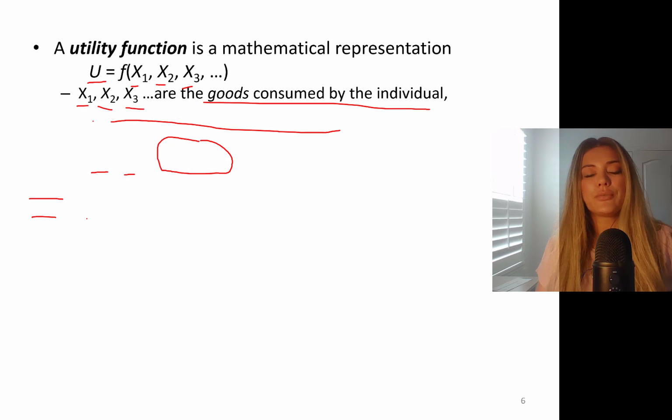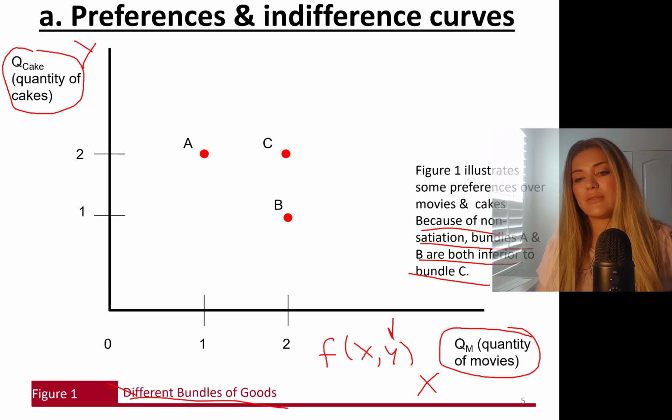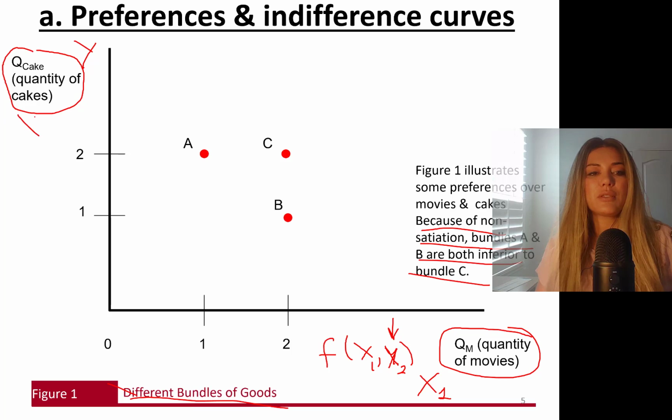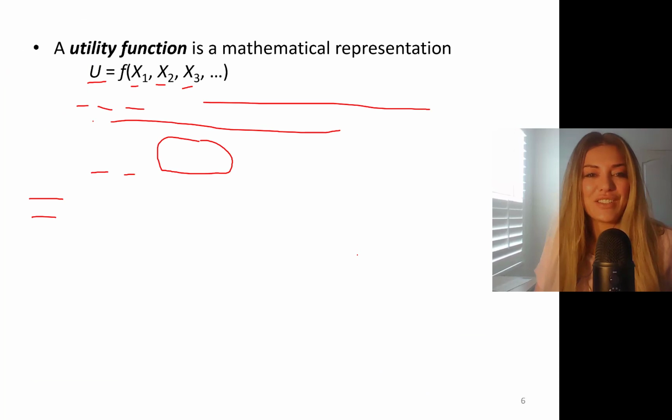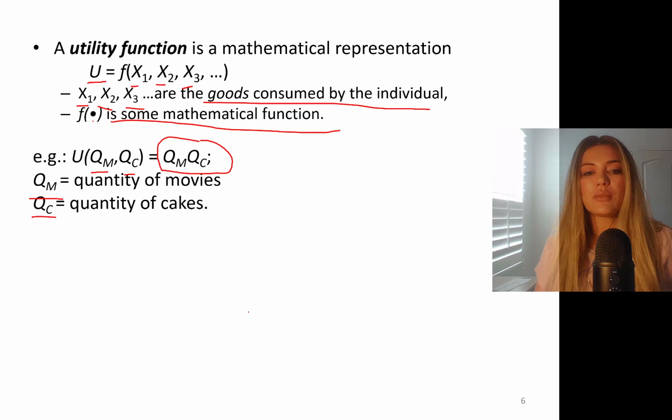So if you go to the previous one, you have a utility function of X and Y, a function of 2 things. When I say Y, this is the Y axis. It could be X1, X2 for pedagogical purposes. This variable is considered X2, but it's on the Y axis. I just wanted to differentiate between those two. All right, so QM and QC multiplication. QM is quantity of movies, QC is quantity of cake.